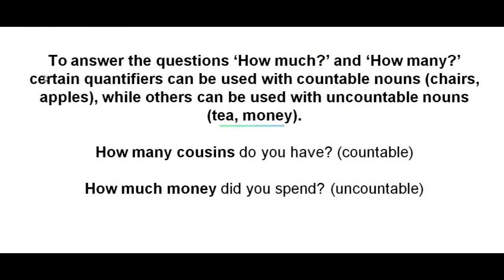Now, to answer the questions how much and how many, certain quantifiers can be used with countable nouns such as chairs and apples, while others can be used with uncountable nouns, such as tea and money. Have a look at the examples below. How many cousins do you have? The quantifier many in the sentence is used with a countable noun, cousins. But in the sentence, how much money did you spend? The quantifier much in the sentence is used with an uncountable noun, which is money.